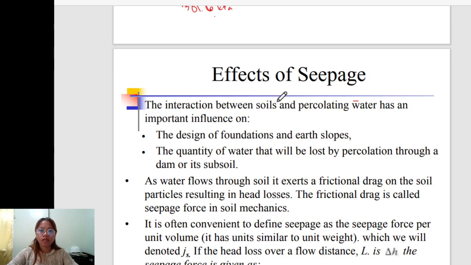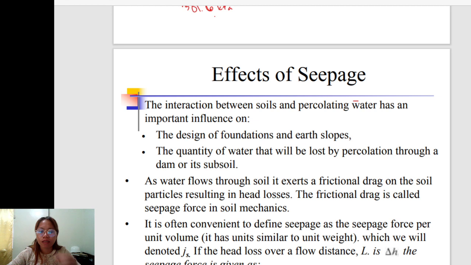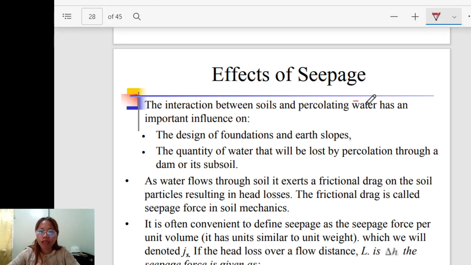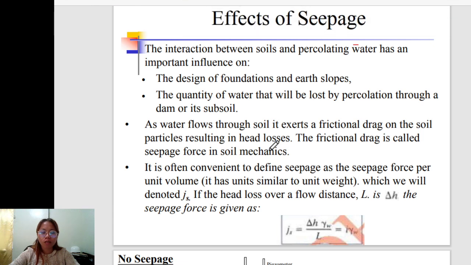So let's continue with the effect of seepage. This is also under the stresses of soil, effective stress of soil. The interaction between soils and percolating water has an important influence on the design of foundations and earth slopes, and on the quantity of water that will be lost by percolation through a dam or its subsoil.